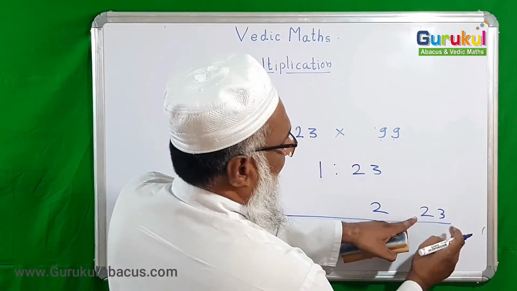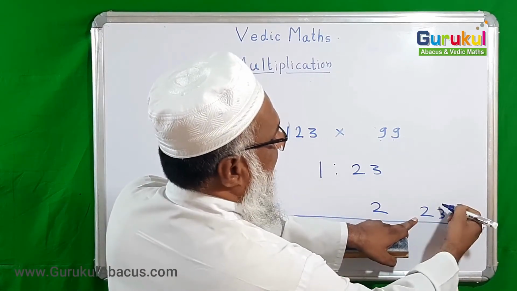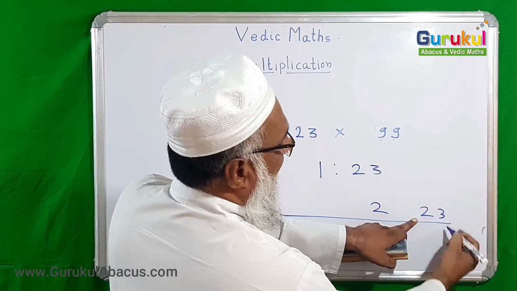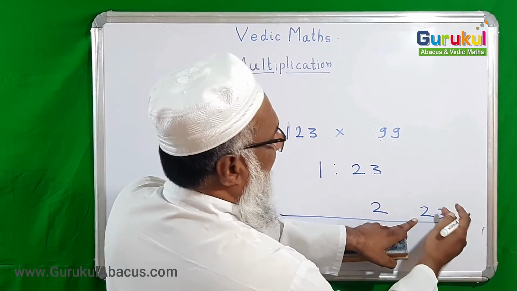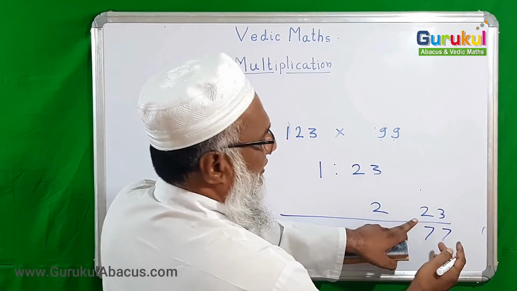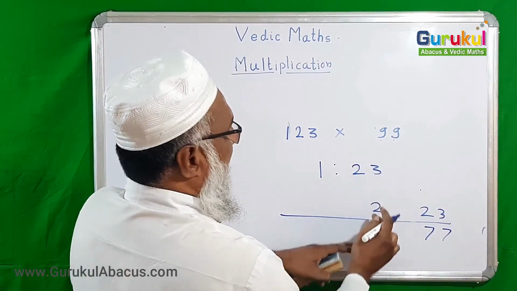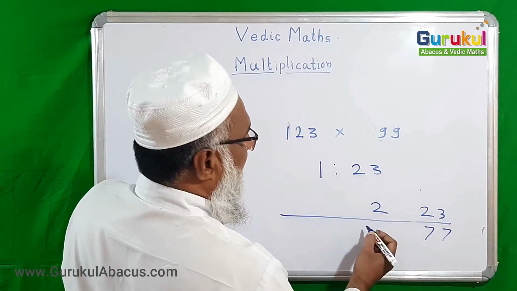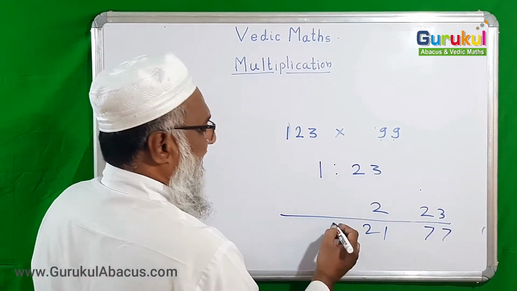Now here is 23, so the last digit we subtracted from 10, so we got 10 minus 3 is 7, and then the rest of the digits from 9, so 9 minus 2 is 7 we got here, and then this 2 we subtracted from this, so we got 21, and this one as it is we wrote.